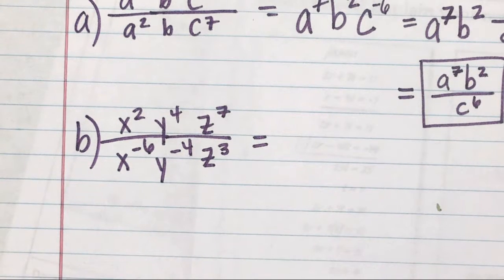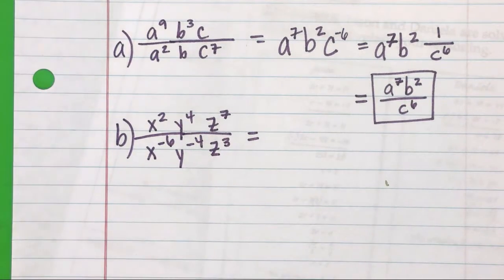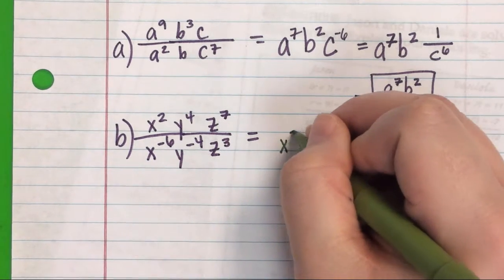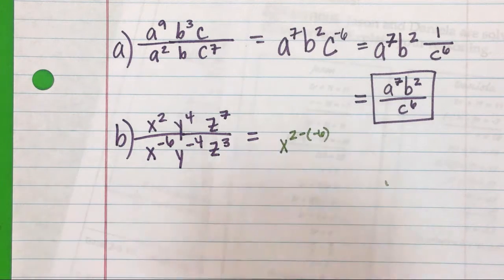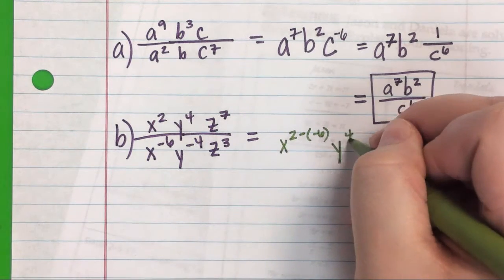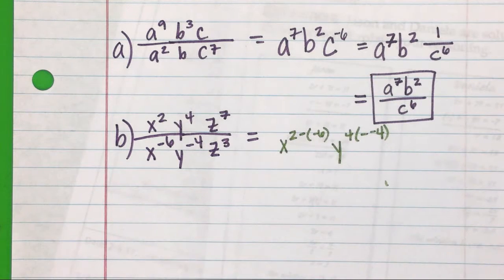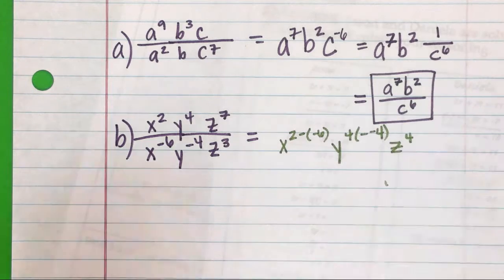Okay, so we talked about this yesterday. There are 2 ways you can solve this one. Ashanti likes the second way. I like negatives. I don't have a problem with them until the end. So I would have done 2 minus negative 6, and y to the 4th minus negative 4. I don't know why I put my parentheses like that, but I did. And everyone's cool with 7 minus 3 is 4.